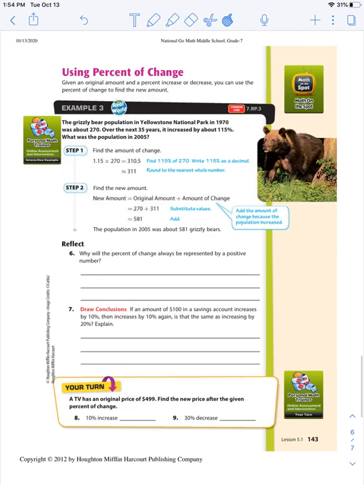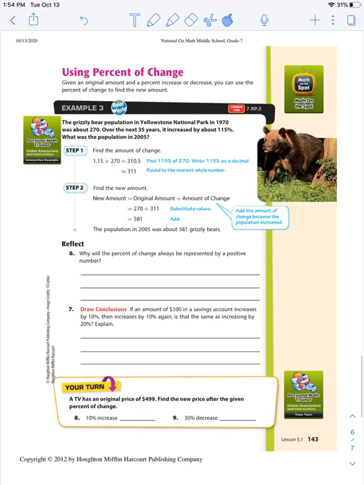All right, so first we're going to find the amount of change. We know the percent change, and we know what it started at, but we don't know the amount that it changed by. So we're going to do 1.15, which is 115% as a decimal, times 270, what it started at, which is 310.5. So it changed by 310.5.